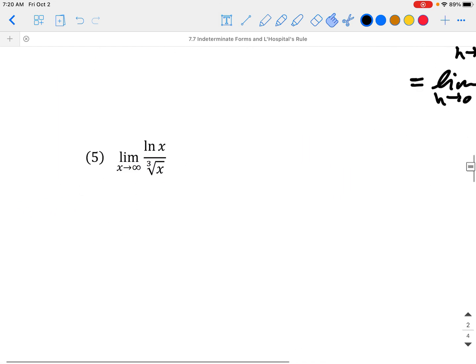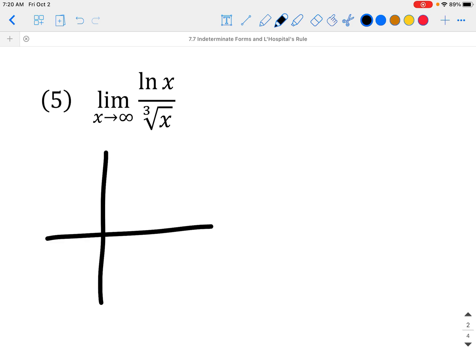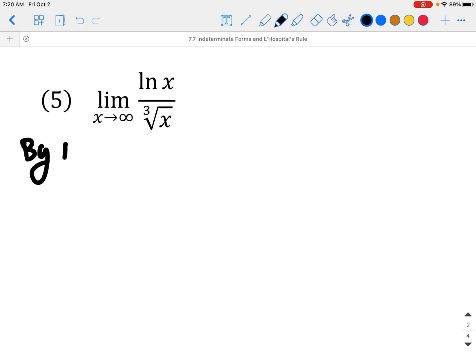All right, so then the last one we have here is the limit as x goes to infinity of natural log of x over the cube root of x. So this is going to be infinity over infinity, and both of these are pretty slow growth functions, right? So the cube root of x looks like that, the natural log of x looks like that, so they're not growing very rapidly, so we can't really tell the difference between their size, obviously. So let's try L'Hopital's rule.